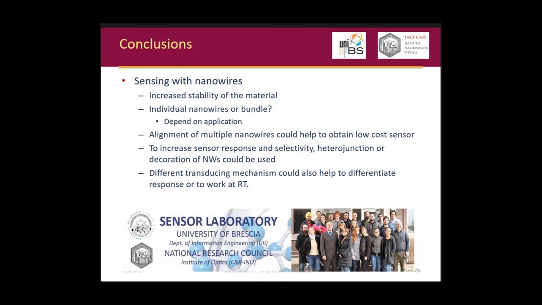And in this case, you can try to align multiple nanowires in order to obtain a multiple-nanowire gas sensor which is working. And to increase the sensing properties, you can use, for example, heterojunction decoration of nanowires, and you can exploit different transducing mechanisms to differentiate the response of the material or to work at room temperature.